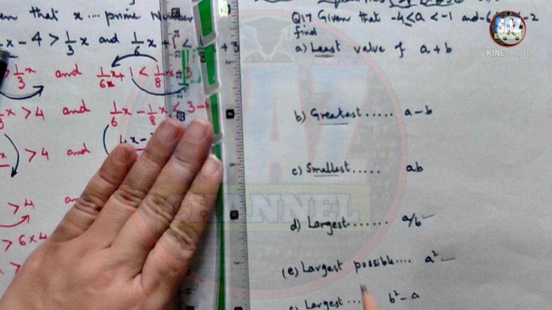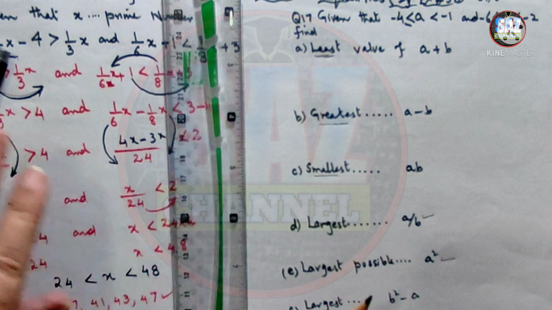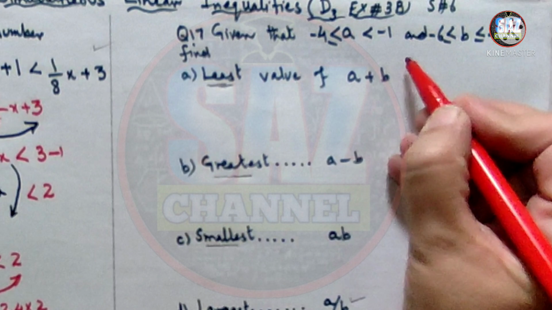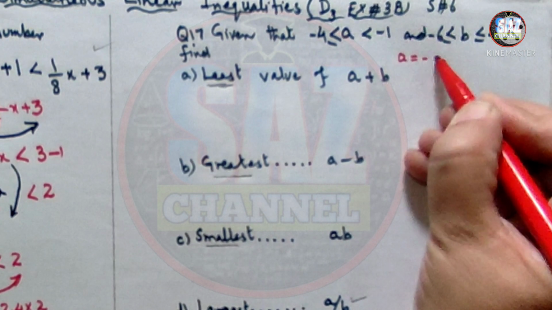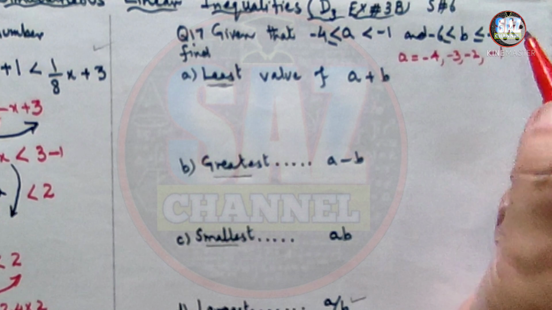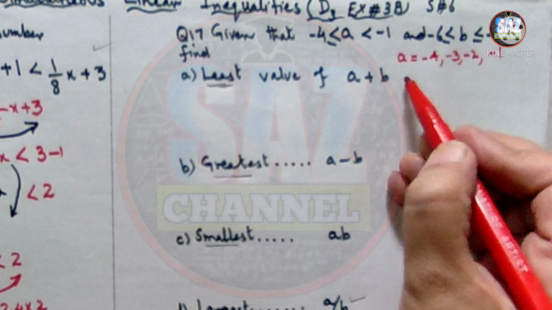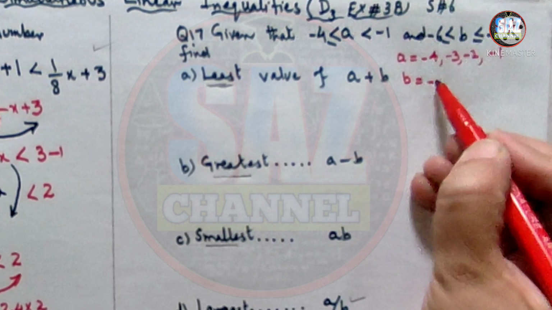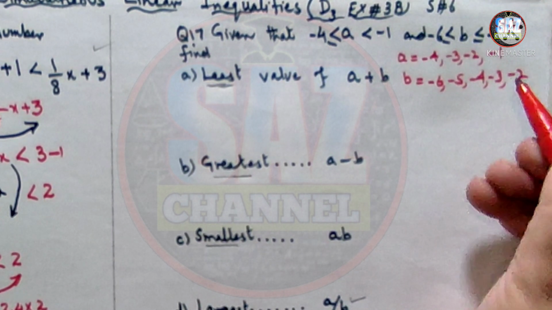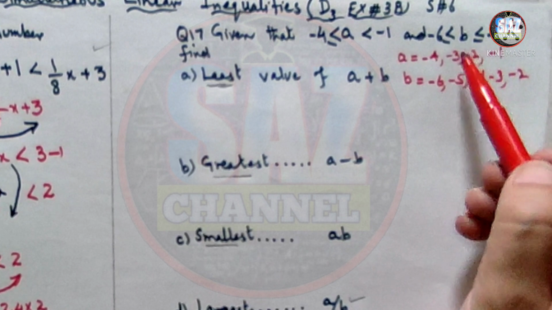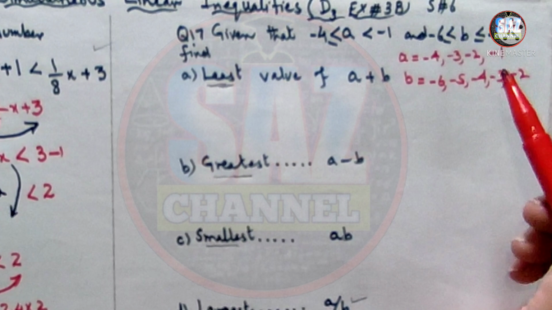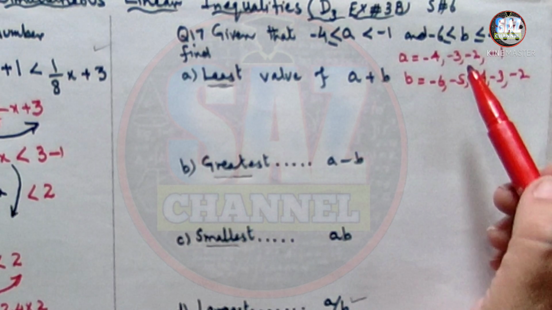First of all, there are two variables given and their range values are given. A can take the values -4, -3, -2, and -1, and B can take the values -6, -5, -4, -3, and -2. A has the values -1, -2, -3, -4, and B has the values 2, 3, 4, 5, and 6 with the negative sign. And then the first requirement of the question is least.